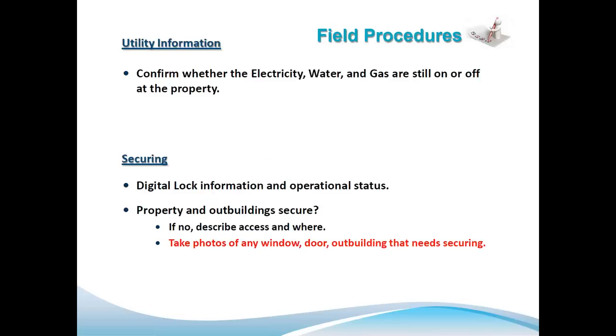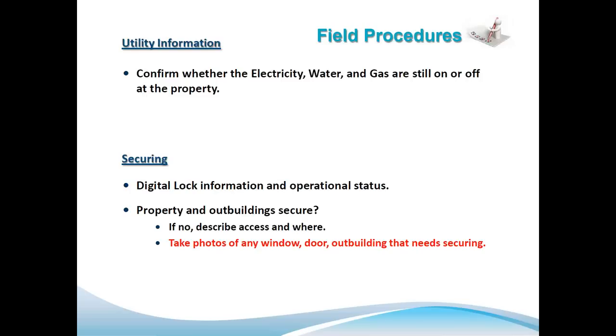Utility information. This section of the form requires that we confirm whether the electricity, the water, and the gas are on or off at the property. Standard procedures should be followed to determine the status of each of these utilities.